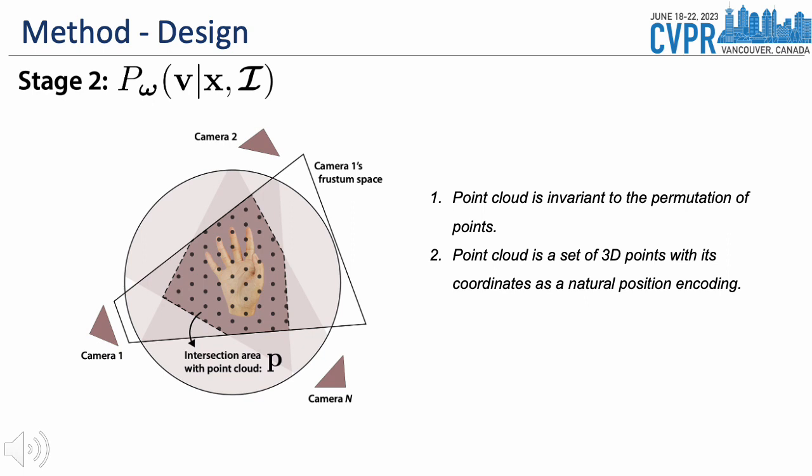In our second stage, we embrace the idea of the basis point set, where the intersected camera frustum point set serves as the basis point set for hand vertices. Representing the camera frustum and hand vertices in point clouds has two advantages. First, point clouds are invariant to the permutation of points, only subject to the relative distance between points. Therefore, points from different camera frustums can easily fuse to the points in the hand vertex point cloud if they are spatially close. Second, point clouds are sets of 3D points with their coordinates serving as a natural positional encoding, making them suitable for the mechanism of attention.